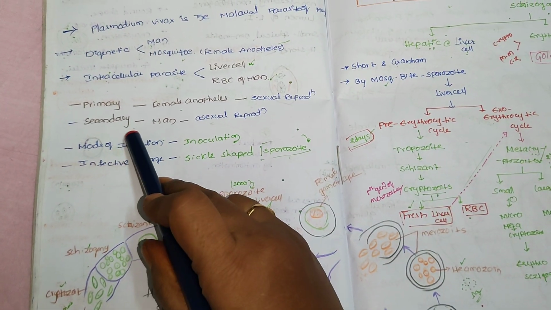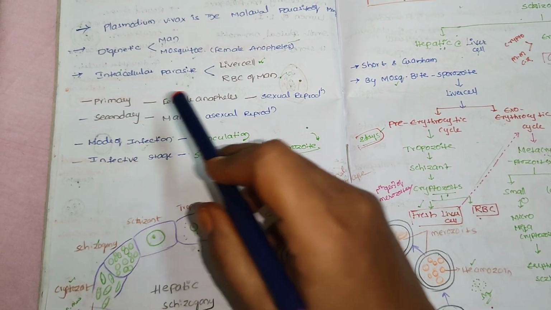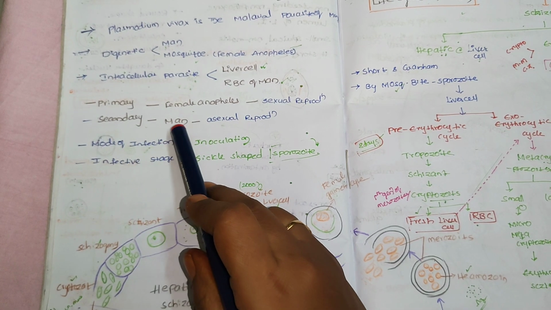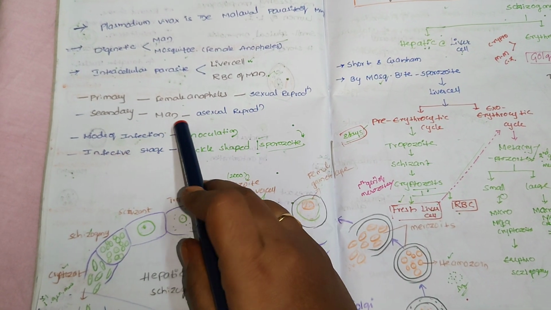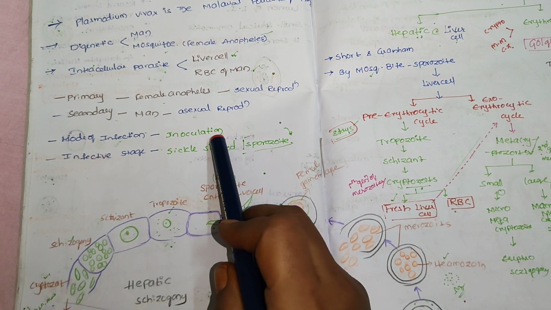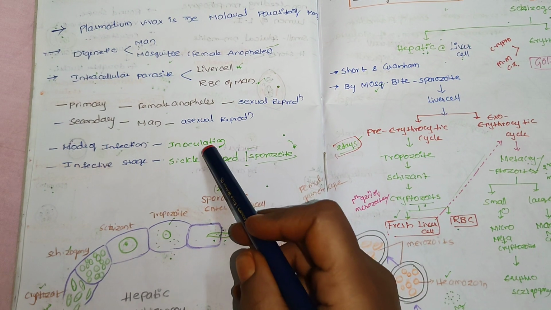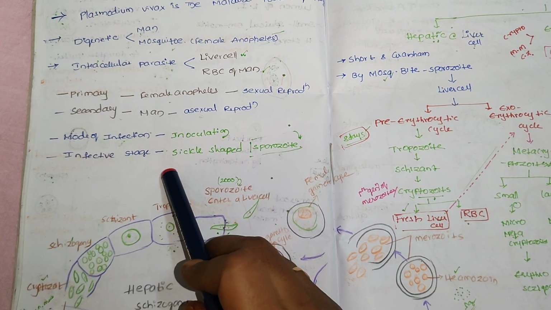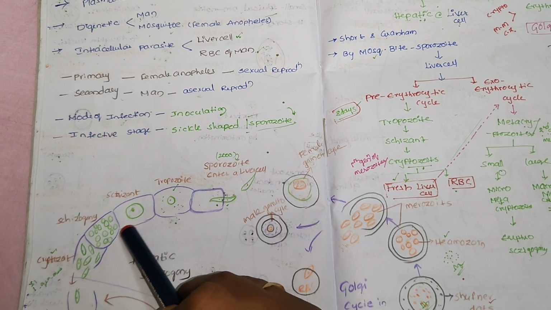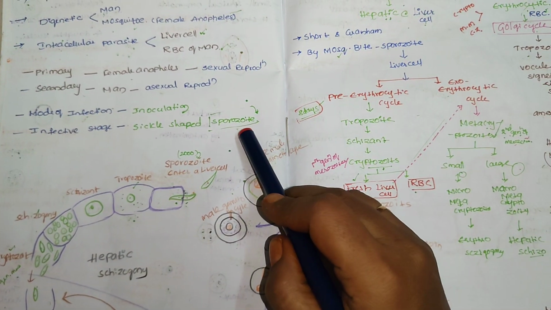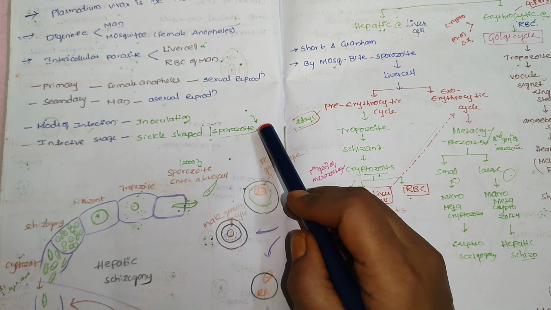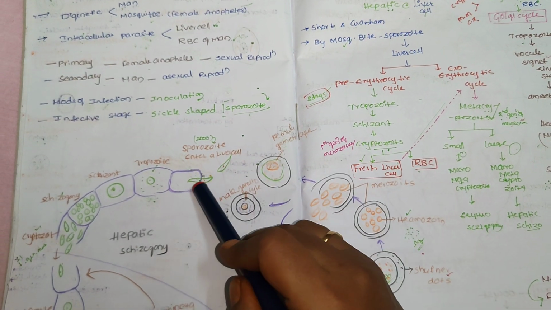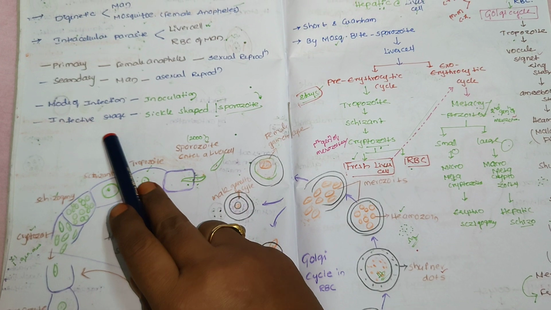So here the primary host is the female Anopheles. Why is it primary? Because it completes sexual reproduction in the female Anopheles mosquito. The secondary host is man, where it completes asexual reproduction. Mode of infection means how it is transmitted to humans: inoculation, just like injecting the microbes into the human. Infective stage: the sporozoites are the infective stage to the human. The sporozoites are already in the salivary glands of the mosquito. The infected mosquito bites the human, and these sporozoites enter the human. That is the infective stage.